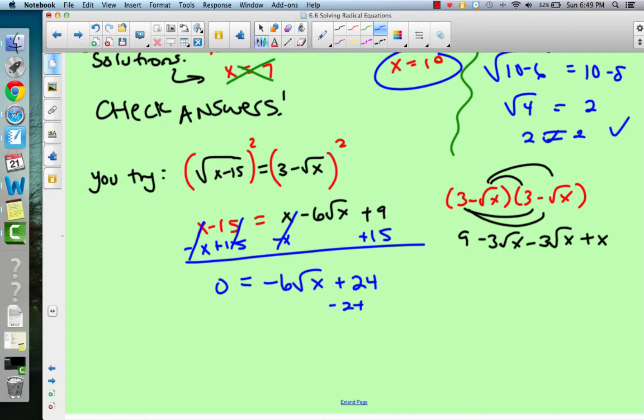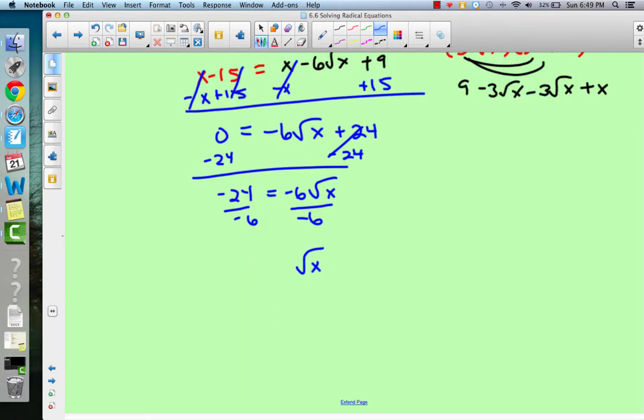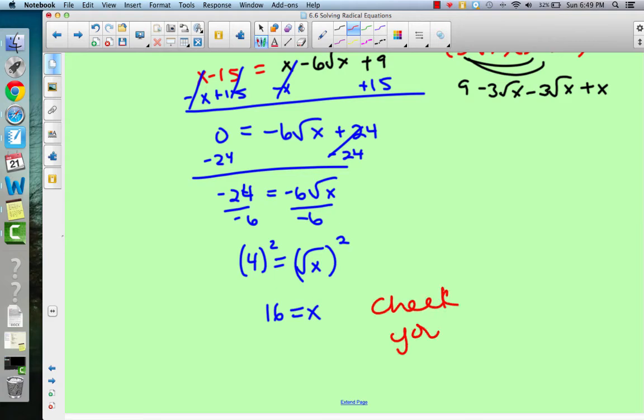So I would subtract 24 over. So I get negative 24 equals negative 6 square root of x. Divide by negative 6 on both sides. So we get that the square root of x is equal to, well, what's negative 24 divided by negative 6? That's positive 4. And last but not least, get rid of the square root. We square both sides. So I get x is equal to 16. And of course, always, always, always check your answer. I can't say it enough. So you would want to plug that in and see if that works.